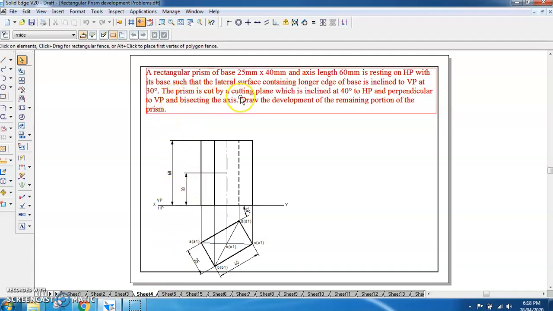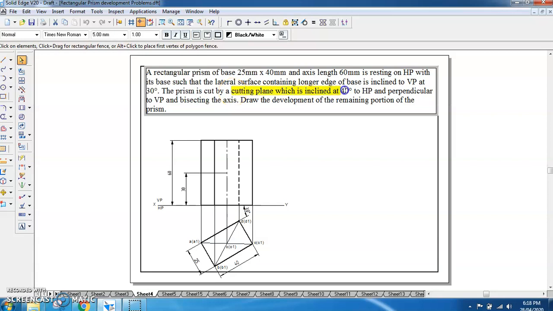The prism is cut by a cutting plane which is inclined at 40 degrees to HP and perpendicular to VP and bisecting the axis. So we are bisecting the axis first. The axis length is 60, so after bisection it will be 30 here and 30 here, so we have marked this 30. Once you have marked this 30, from this point you have to take the inclination of the cutting plane. The cutting plane inclination is to HP, so that inclination we have to show here.